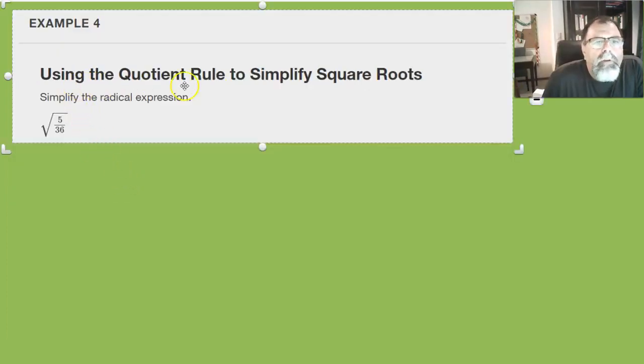Looking at example 4, using the quotient rule to simplify square roots, simplify the radical expression. Okay, so that first step said to write the radical expression as a quotient of the two radical expressions. So we're going to do the square root of the numerator, the square root of the top, divided by the square root of the bottom, and then simplify these separately if you can. So square root of 5 doesn't simplify. Square root of 36, well, that's 6. 6 times 6, 6 squared is 36. And then that's it. This is simplified.